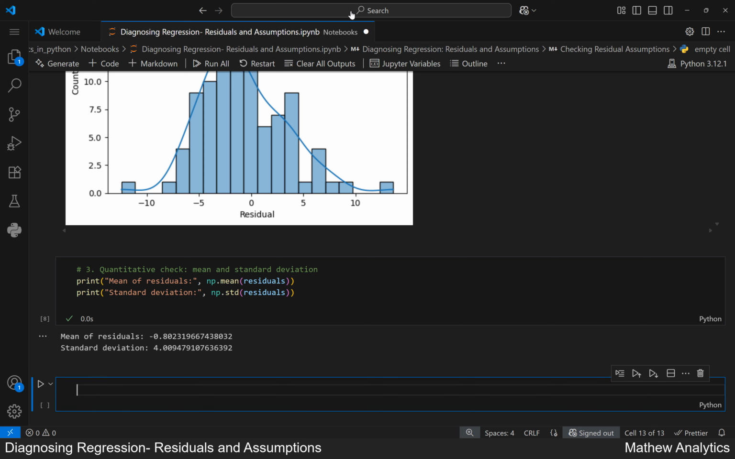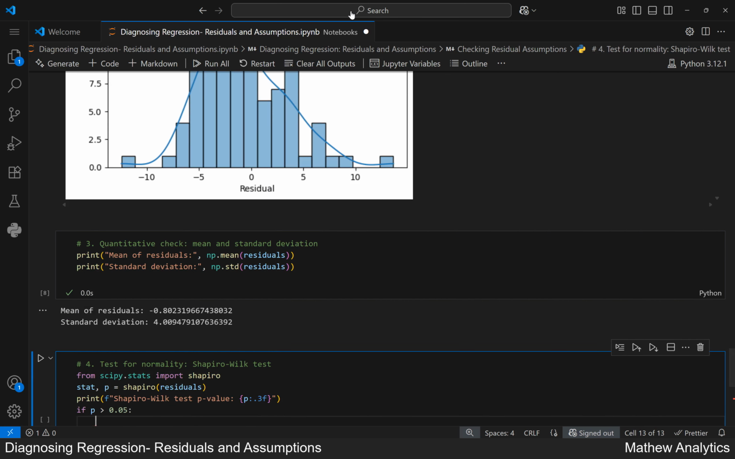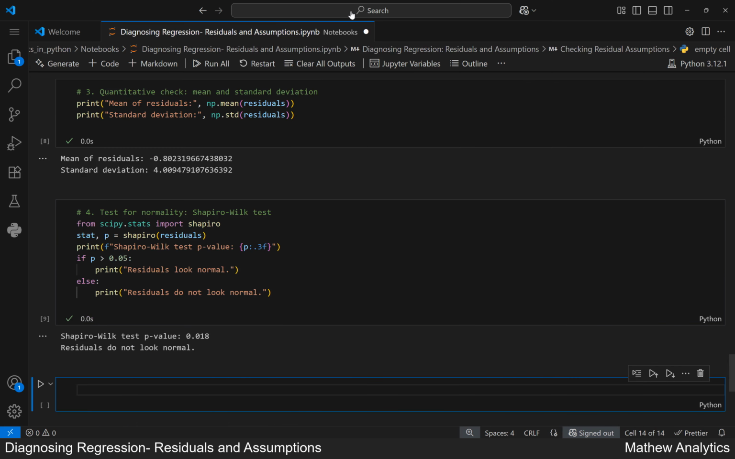We can use a statistical test to check if the residuals look normal. The Shapiro-Wilk test gives us a p-value that measures normality. High p-values, greater than 0.05, mean the data looks normal. A very small p-value means the data does not match a normal curve. We print the p-value and a friendly message to say what it means. If the test says residuals look normal, that is a good sign. If not, we may need to fix something. Running the cell now. Try running this for different columns and compare the results.